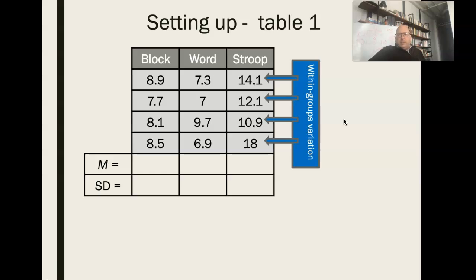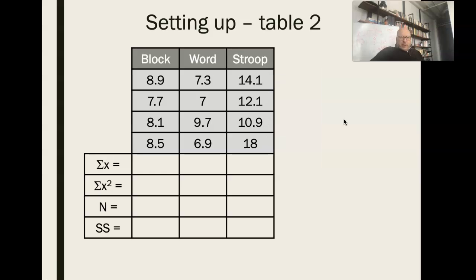All right, so in order to finish preparing for step 3 of our ANOVA, here's a second table I want you to take care of. Notice that this table has the exact same data, but here I'm asking you to calculate the sum of x squared, and n for each column, and then the sums of squares for each column. So you'll wind up with the sums of squares for each.